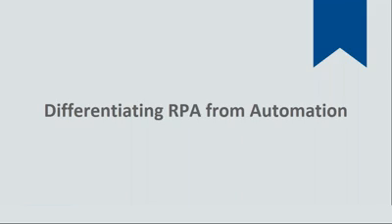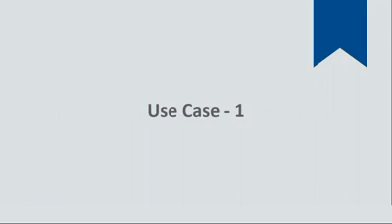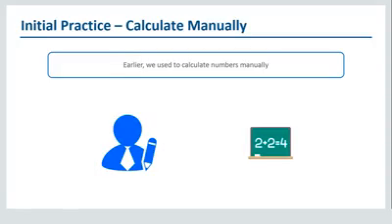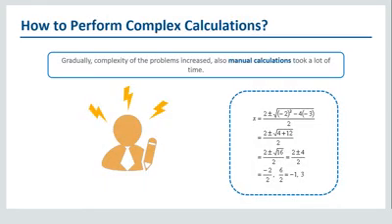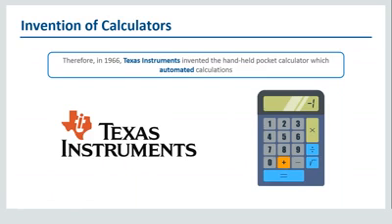So let's start with the first topic of today's discussion, which is differentiating RPA from automation. If you actually think about it, RPA and automation are very similar terms, but they differ in a very key role. So to understand this role, let's take a very simple example of calculating numbers. Earlier, when there were no electronic machines, we used to calculate numbers manually, right? But as time progressed, our calculations became very complex. So it not only took a lot of time, it also involved the probability of having an error, right? So this had to be solved.